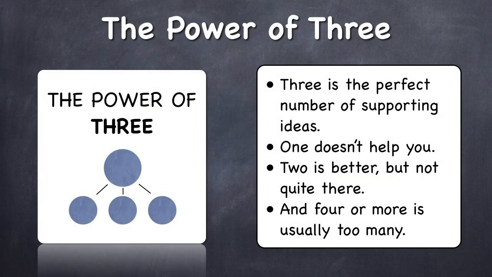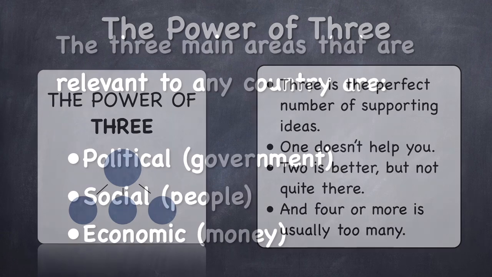Why? Because 3 is really the perfect number of supporting ideas. 1 is not enough because you don't have the separation. You don't have sections then. If you have only one section, you don't have sections. Okay? So 2 is better, but it's not quite there, and 4 or more is usually too many. We don't need 4. We need 3. 3 is the perfect number.